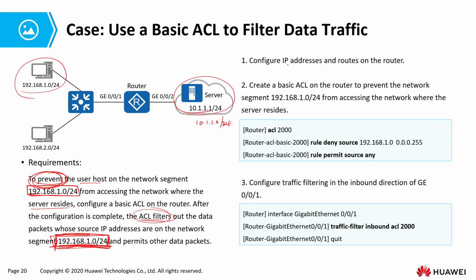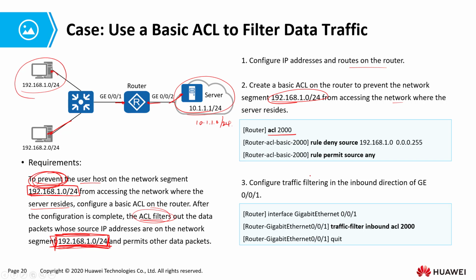There are 3 steps. First of all, we'll configure IP addresses on all interfaces: the interface on the router and on the server, and then the interfaces on the PCs. I will configure full connectivity, then create a basic ACL on the router to prevent the network segment 192.168.1.0/24 from accessing the network where the server resides. We shall use the command acl 2000 to get into ACL view and also to create ACL 2000.